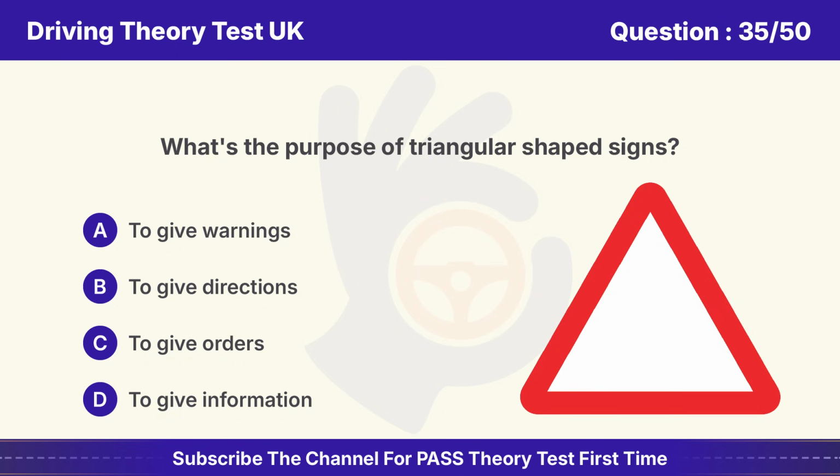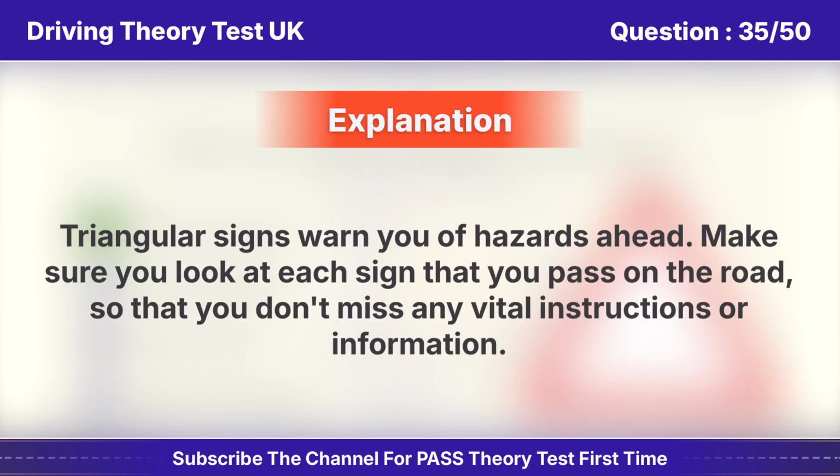Question 35. What's the purpose of triangular-shaped signs? Answer is A. To give warnings. Triangular signs warn you of hazards ahead. Make sure you look at each sign that you pass on the road, so that you don't miss any vital instructions or information.